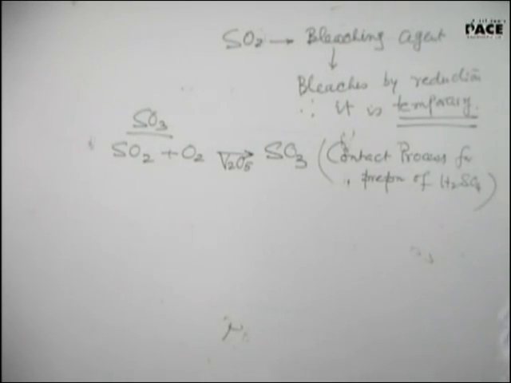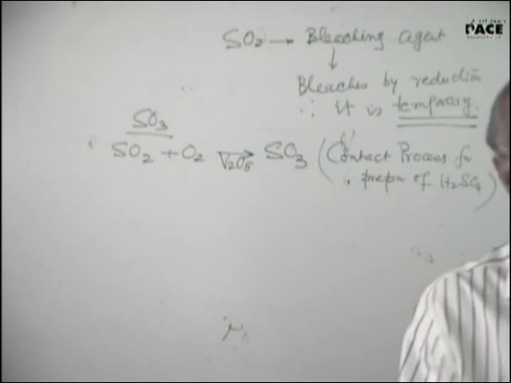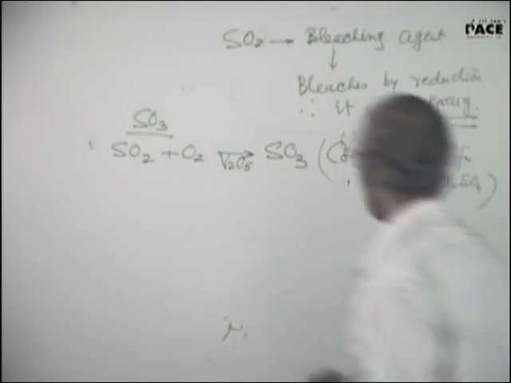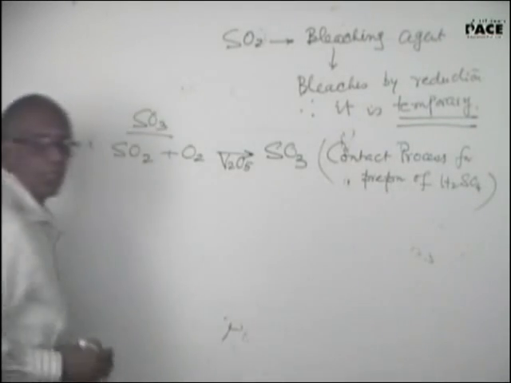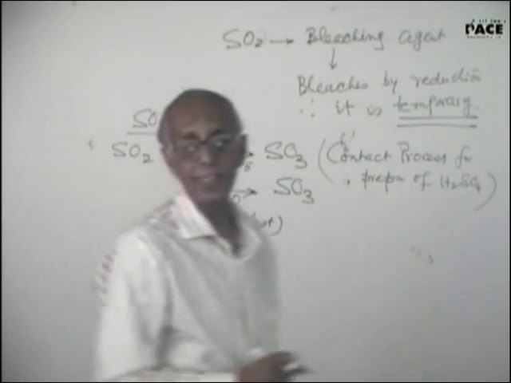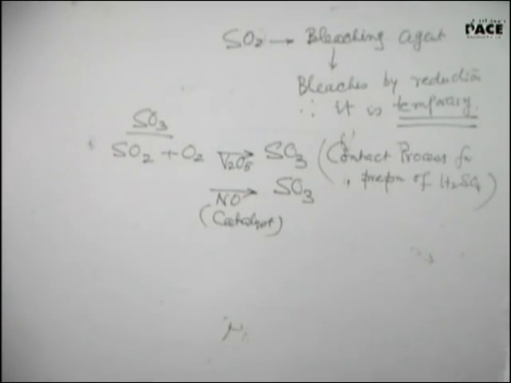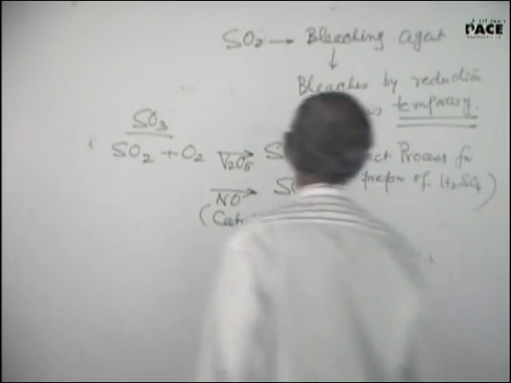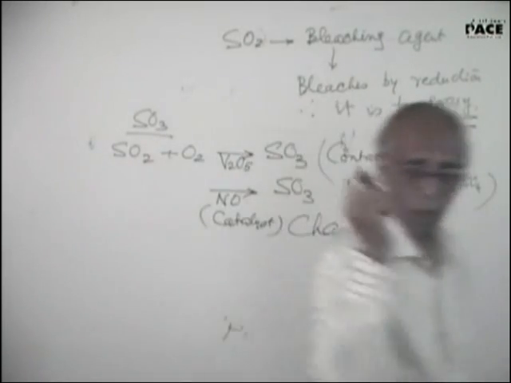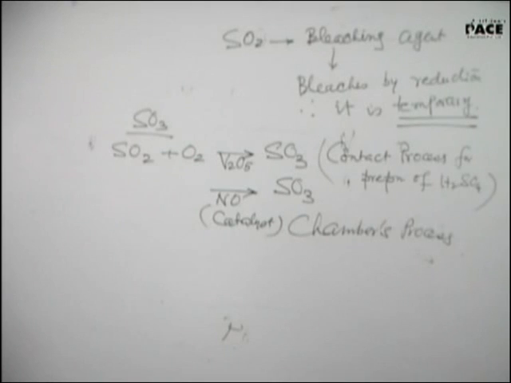So when you pass sulfur trioxide to dilute sulfuric acid, the water present in dilute sulfuric acid reacts with sulfur trioxide to convert it to sulfuric acid. This process is called the contact process, where nitric oxide is used as a catalyst. It is known as the Chambers process, which is also used for preparation of sulfuric acid.